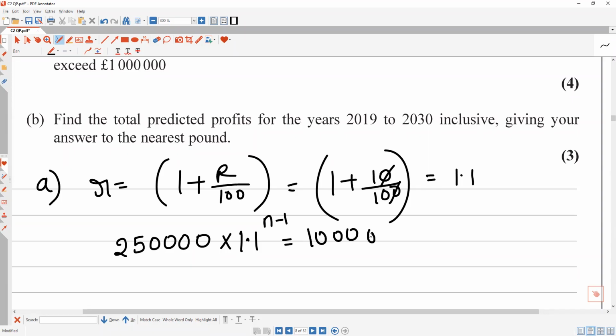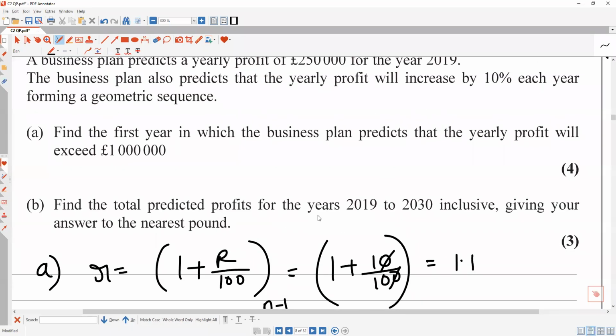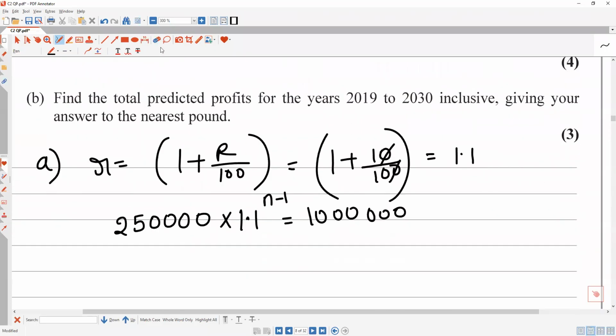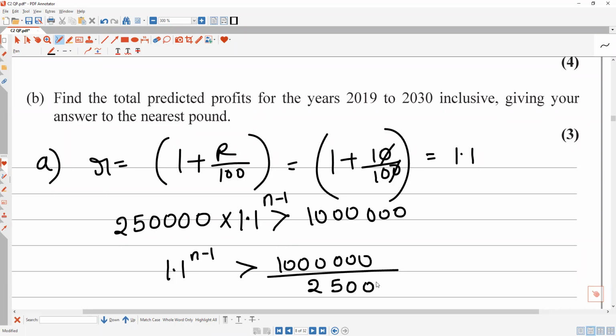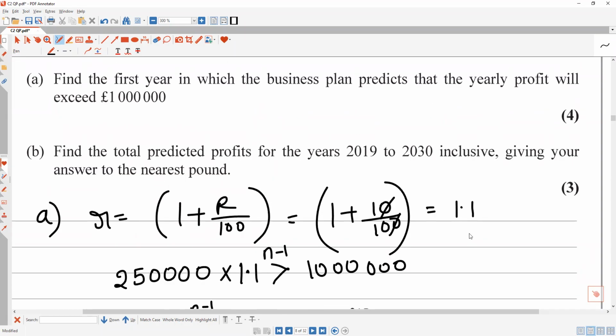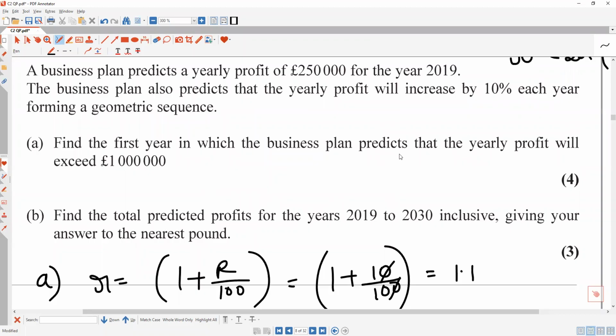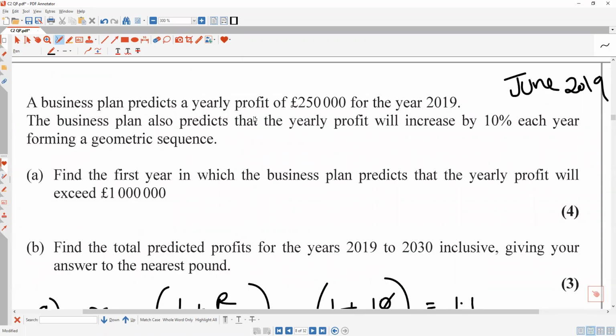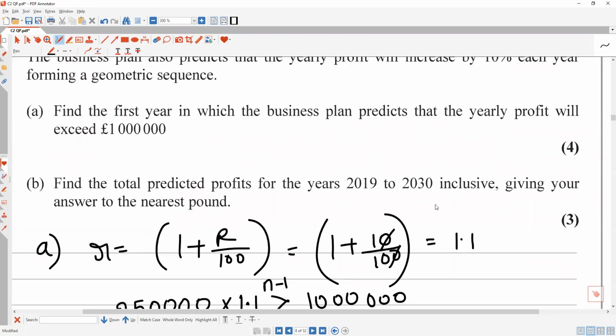1 million. Okay. Because they said it should exceed, not equal to, exceed. So instead of writing the equal to sign here, what will we write? Greater than. Okay? So can you do 1.1 raised to n minus 1 greater than 1 million divided by 250,000? Fine. Okay, predicts the yearly profit. Yearly profit of the year. Okay, fine. Everything is fine.